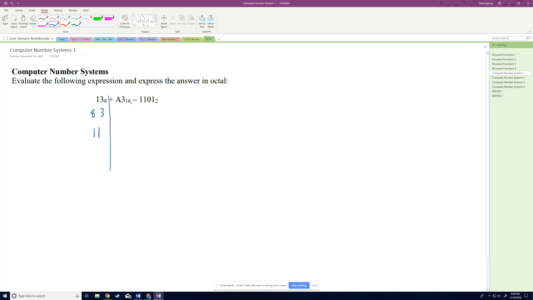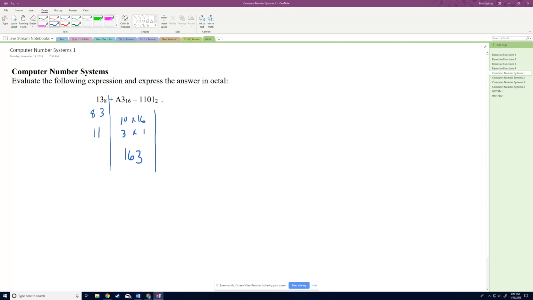And then we have A3, which is base 16 or hexadecimal. So we know that these are going to be ones, these are 16s. So we have A 16s. In other words, A represents 10. So we have 10 16s and we have 3 ones. So we have 160 here and then 3 more ones here. So 163.